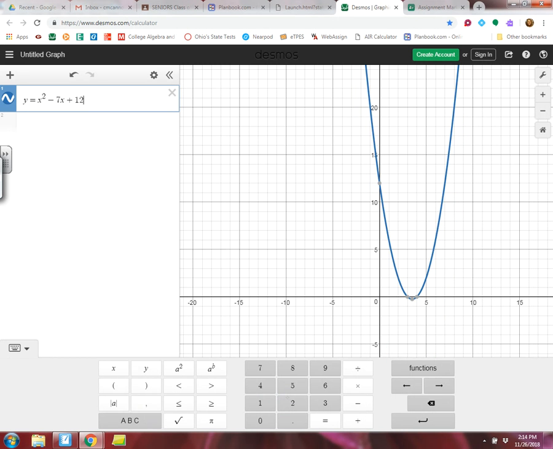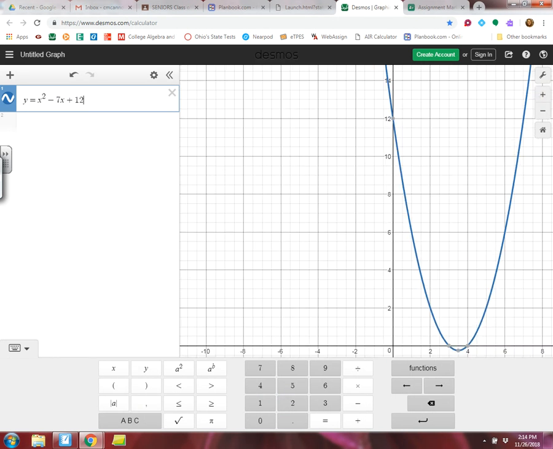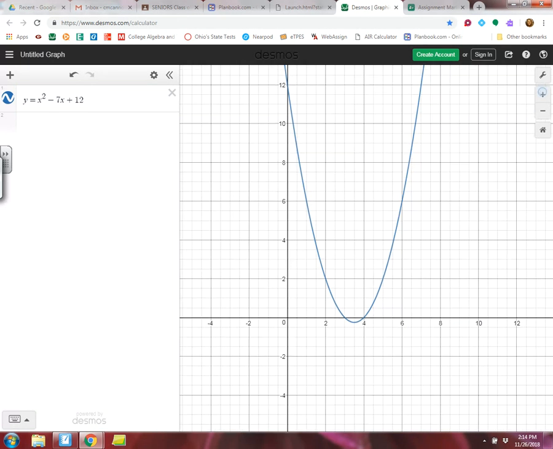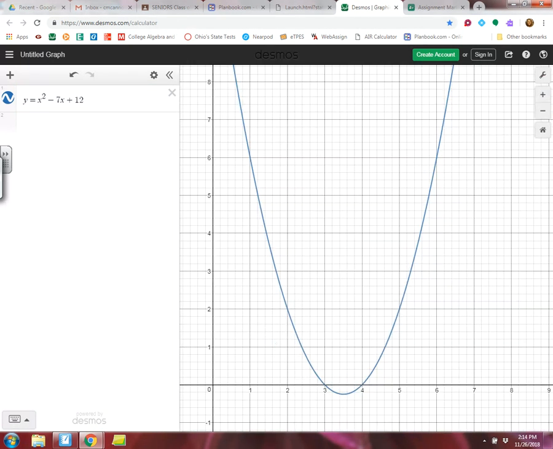Ooh, take a look at that thing. That is not linear, is it? No, it is a U shape. These things are called parabolas. We will get into this like in March. Okay, it's called a parabola.